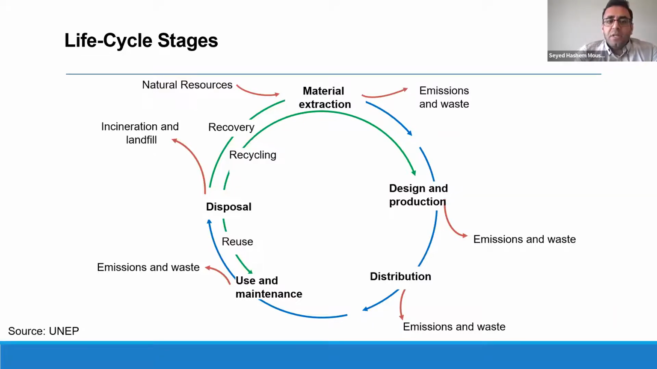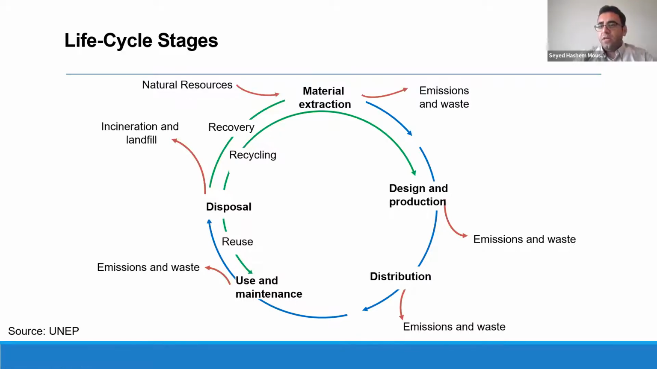The next step is to identify the system boundary for our study. This graph shows the overall life cycle stages of a product. Usually it starts with material extraction. We are using natural resources. Then there is design and production. It can be in different steps.